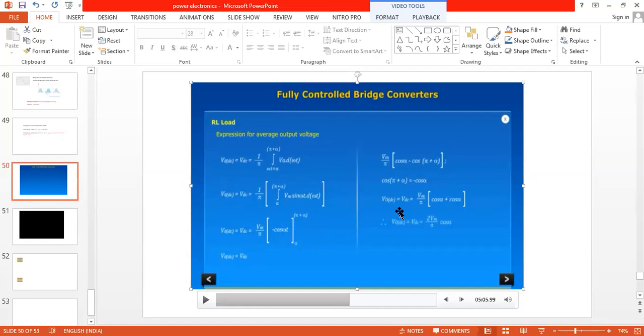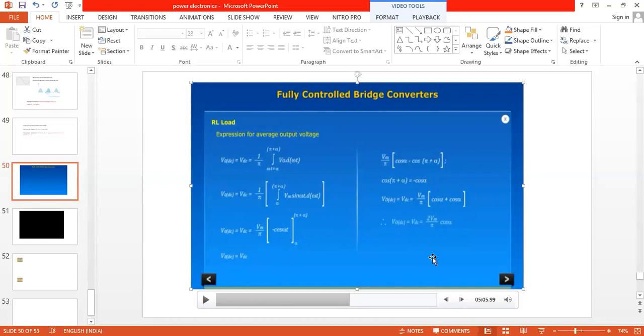So here V average equals Vm by pi into cos alpha plus cos alpha. I repeat once again: Vm you can bring outside, integration of sin is minus cos, so minus cos pi plus alpha minus cos alpha. Interchanging the terms, the minus gets eliminated, so cos alpha plus cos 180 plus alpha. Cos 180 plus alpha is nothing but minus cos alpha. Taking the common term, overall we get 2 Vm by pi cos alpha. You can simply substitute the value.